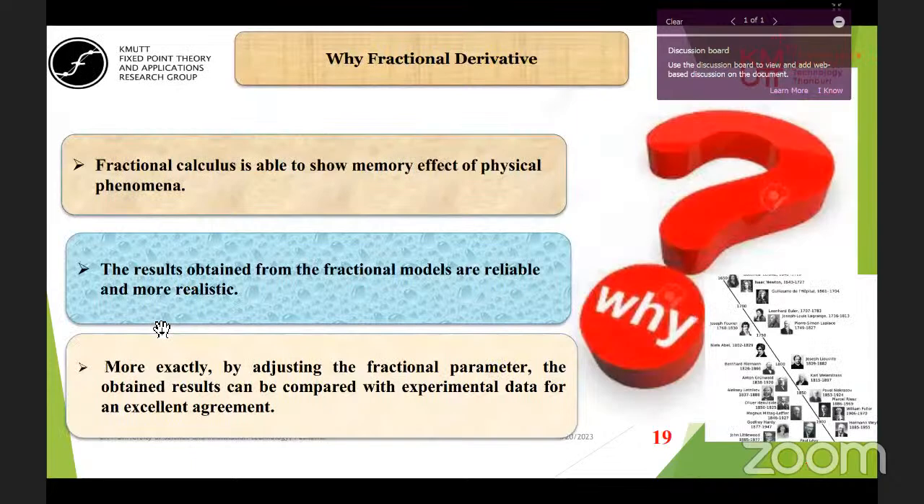Now, why do we use the fractional derivative? Actually, fractional calculus is able to show the memory effect of physical phenomena. And the results obtained from this fractional model, or we say this generalized model, are more reliable and more realistic as compared to the classical one, in which we have only one result. And more exactly, by adjusting the fractional parameter, the obtained result can be compared with experimental data for excellent agreement.